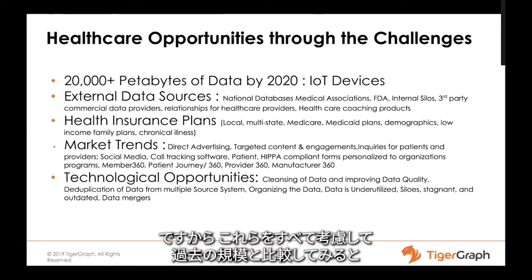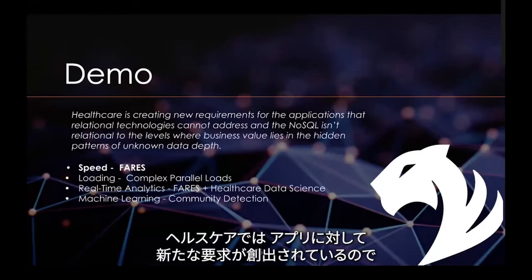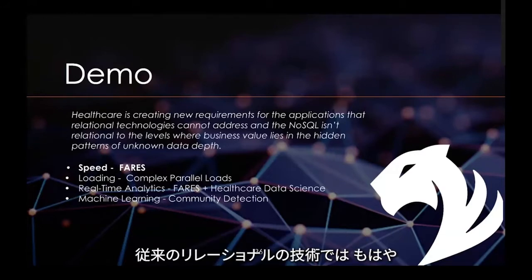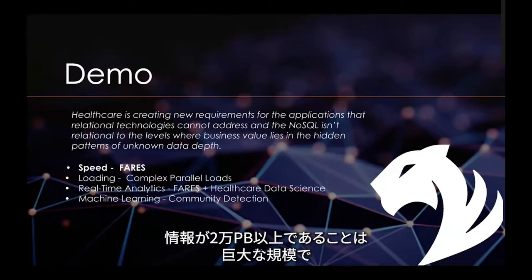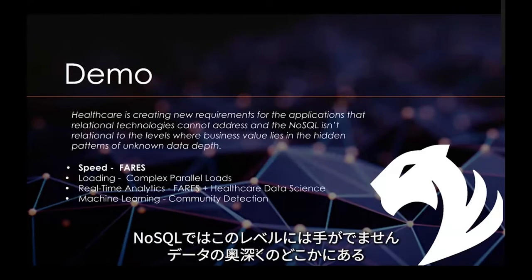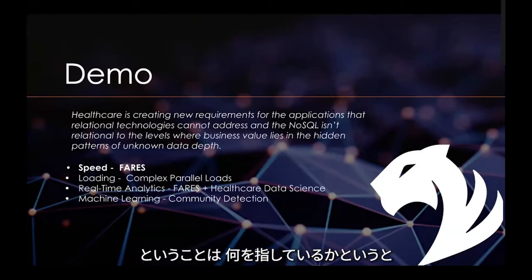With all these things in mind and all the scale that we have looked at in the past, it's very easy to conclude that healthcare is creating new requirements for applications that relational technology at least cannot handle. The scale of this information, 20,000 plus petabytes, is just huge. And NoSQL isn't relational to the levels where business value lies in the hidden patterns of unknown data depth. So what does this mean?